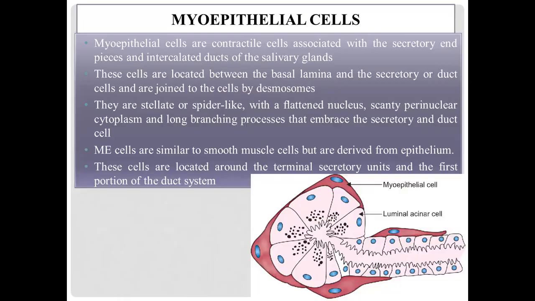So another type of cell is the myoepithelial cell. You can see the myoepithelial cells are a specific type of cells. So spider-like or stellate-shaped cells can be seen around the acini. These are called the myoepithelial cells.